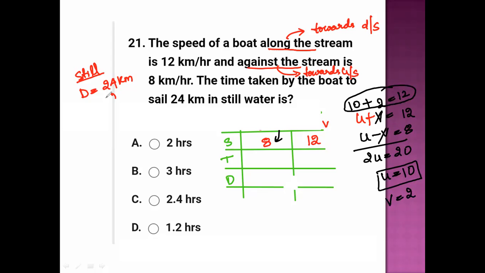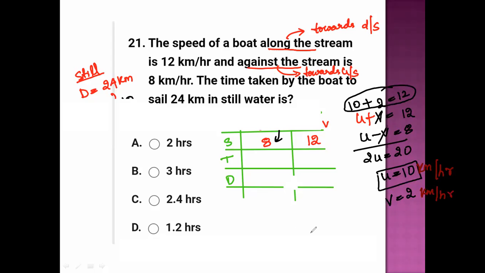In the problem, what is being asked? What is the time taken by the boat to sail 24 kilometers in still water? In still water, the speed of the boat will be simply u. We have found u is equal to 10 kilometers per hour. All these units are in kilometers per hour.